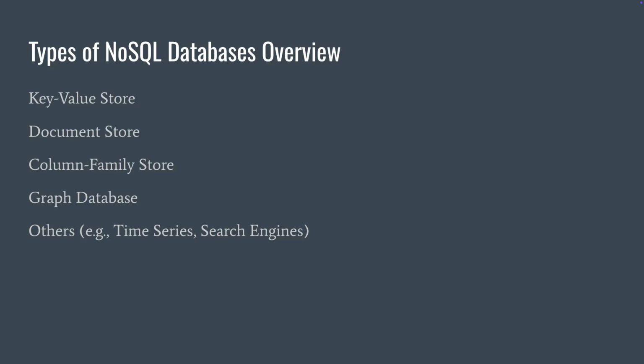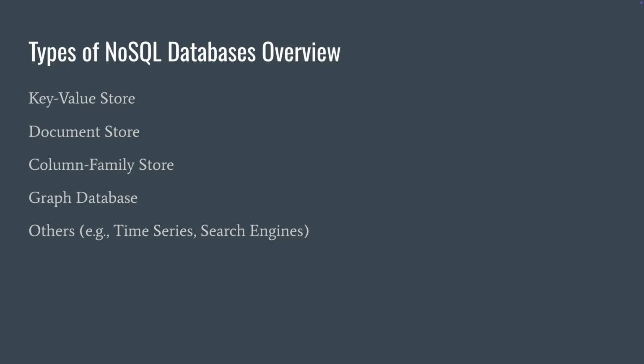Types of NoSQL databases overview. NoSQL is an umbrella term covering many different database types. While they share some core principles, such as flexible schemas and horizontal scaling, the way data is modeled and accessed can vary widely. Here is a quick overview of the most common NoSQL database categories.